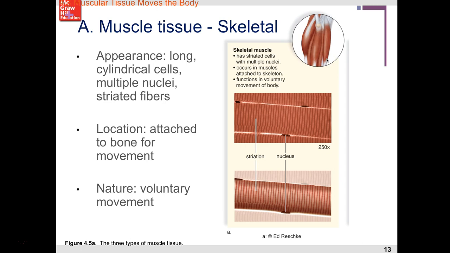But we have a ton all throughout our body, and they're all going to have voluntary movement as long as they're skeletal muscle, meaning that you have conscious control over that muscle. You want to contract your biceps in order to flex at your elbow? You could do that just by thinking about it.